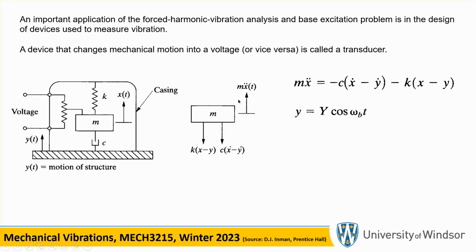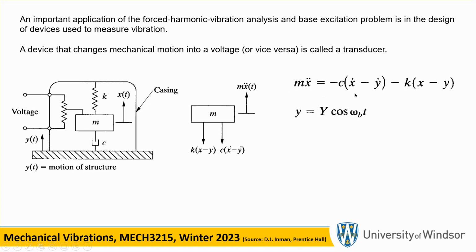And of course, Newton's second law says that the sum of all the forces, whatever they are, wherever they're coming from, is equal to mass times acceleration, and that acceleration is in the inertial global coordinate system, which is why we use x double dot. X is measured with respect to the equilibrium position, which is a fixed location in space, so it's an inertial coordinate system.